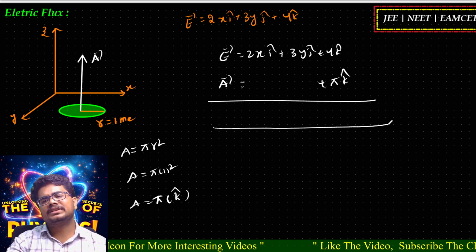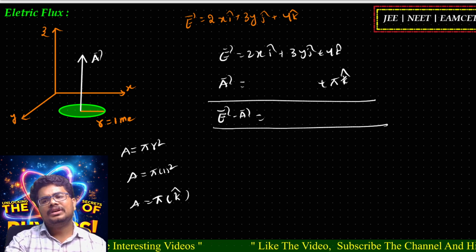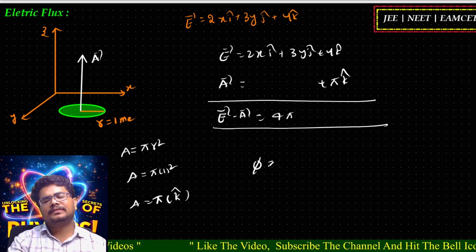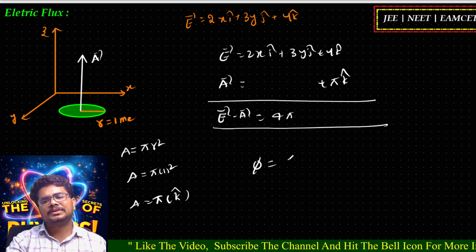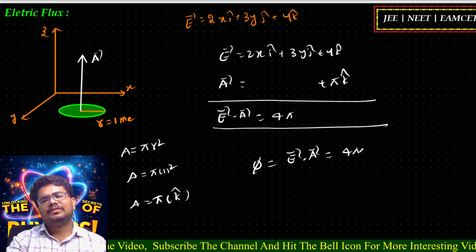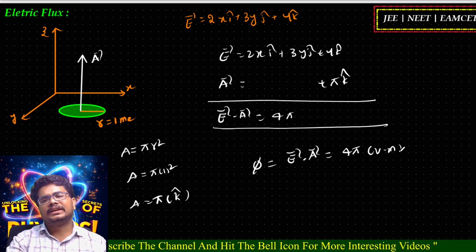Then do the dot product for this again. E vector dot A vector is equal to pi into 4, is how much? 4 pi. So flux equals what? Flux equals E vector dot A vector. E vector dot A vector equals 4 pi. So flux equals 4 pi unit volt into meter, which we can write here, sir.